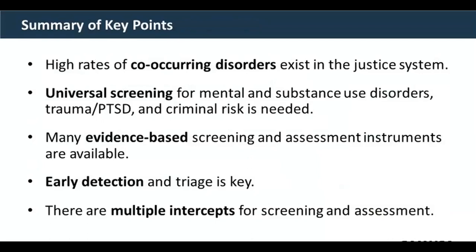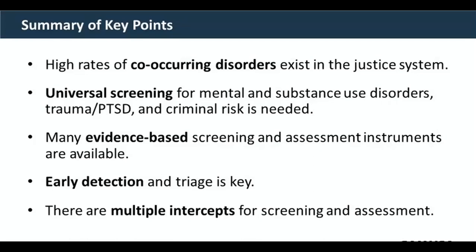So what are the key points that we hope you walk away with from this webinar today, as we get ready to take a look at some of the questions that you might have? First off, it's that recognition that there are exceptionally high rates of persons with co-occurring disorders within the justice system. As you saw early on in this presentation, it's much higher than the prevalence rates that we see in the general population. That universal screening for mental health and substance use disorders, trauma, PTSD, and criminal risk is definitely needed.